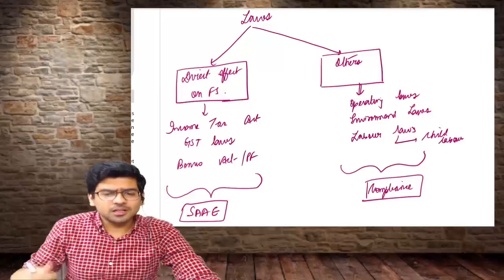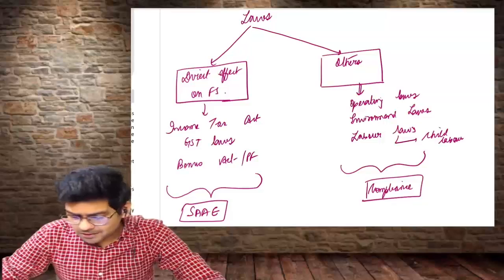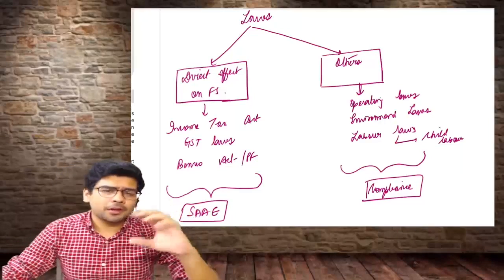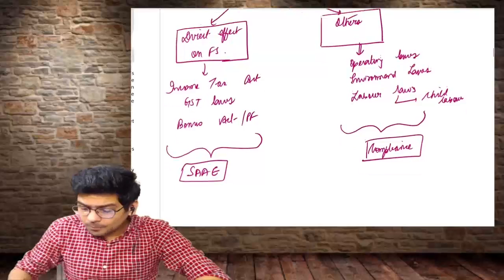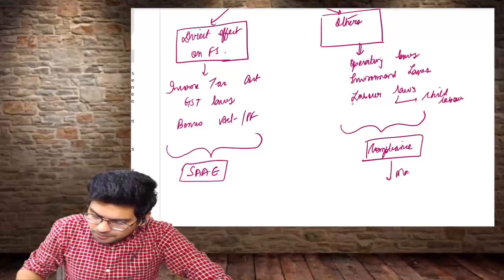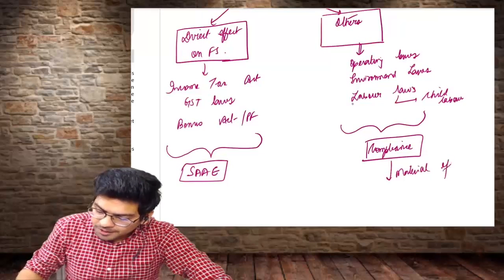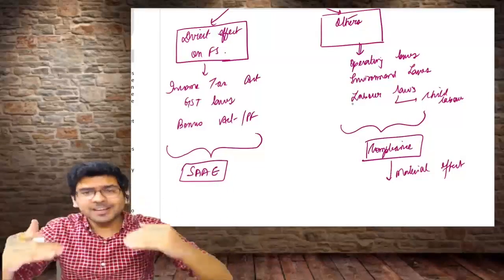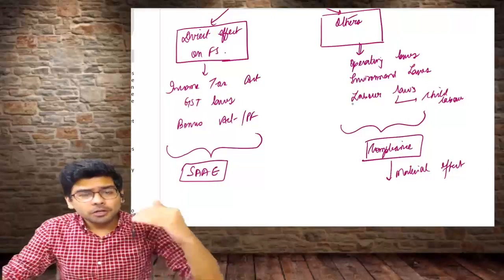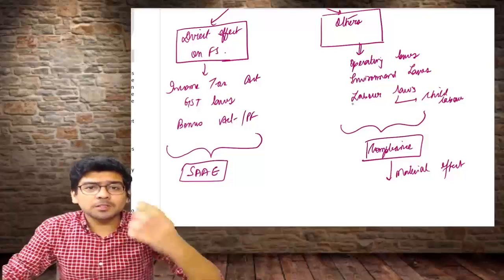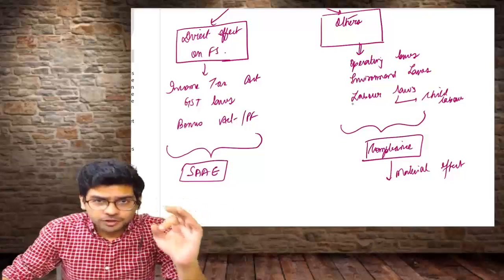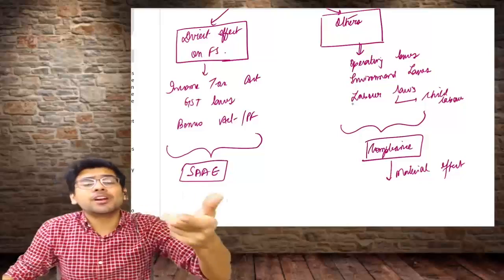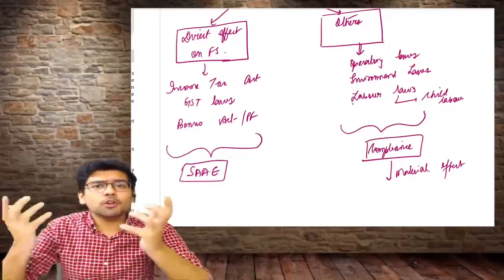Why? I'll just discuss this. He needs to check the compliance with the laws. Why? Because it might have what we call a material effect on the financials. It is not going to impact directly on the financial statements, but the non-compliance of which can have a material effect. Now, what do you mean by material effect?